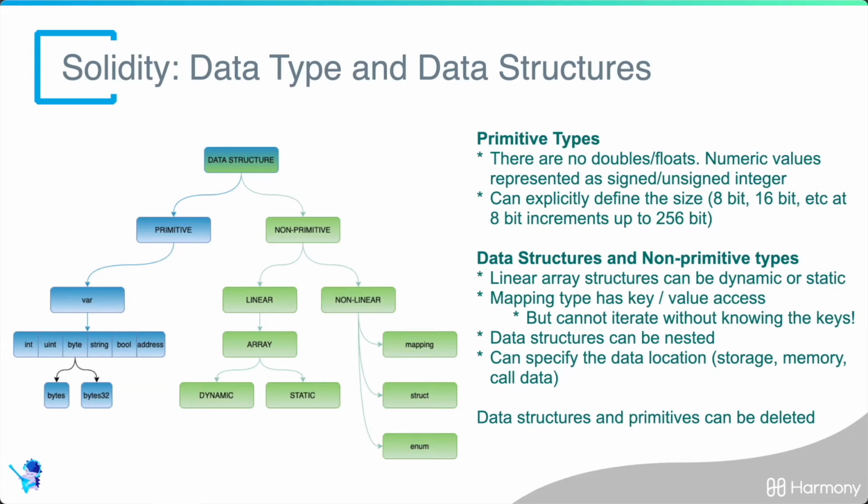For data structures, there are linear data structures, which can be both dynamic and static arrays, and non-linear ones such as mappings, structs, and enumerations. Data structures can be nested, and you can also specify the data location of the data structure, either in storage, memory, or in calldata. All data structures and primitives can be deleted.